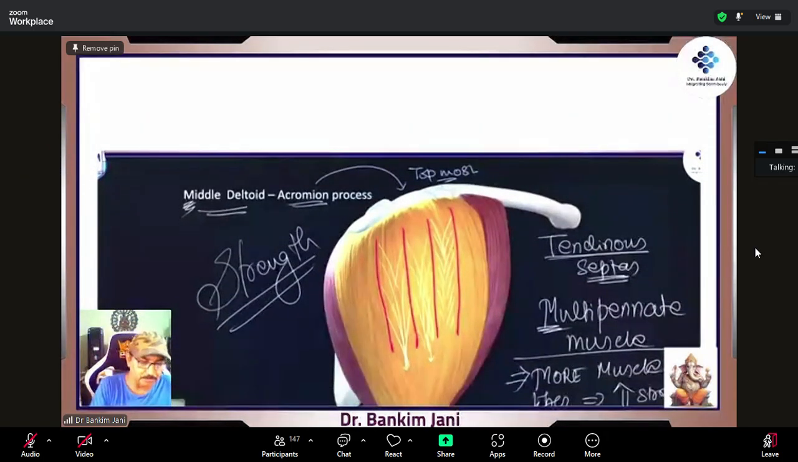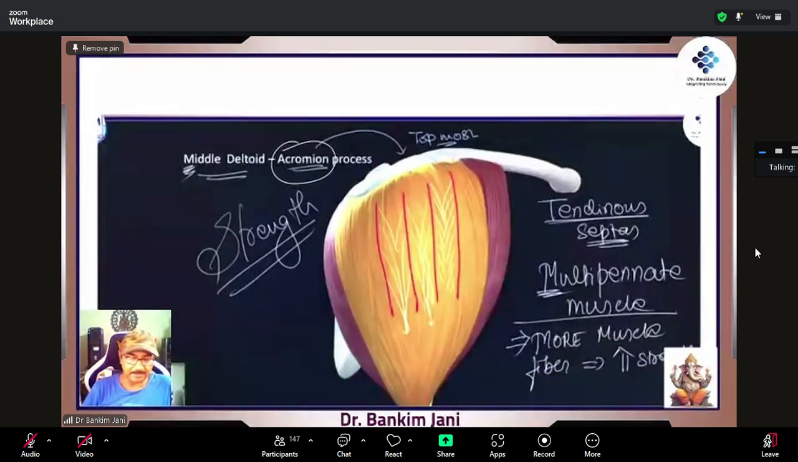Then it comes to the middle deltoid. This middle deltoid has got one speciality. One, it is connected to the acromion process, obviously. When we touch this tip, the flat portion which we feel is the acromion process, so the fibers will be landing directly. But there is something extra. When you dissect it, you will find that there are septa.